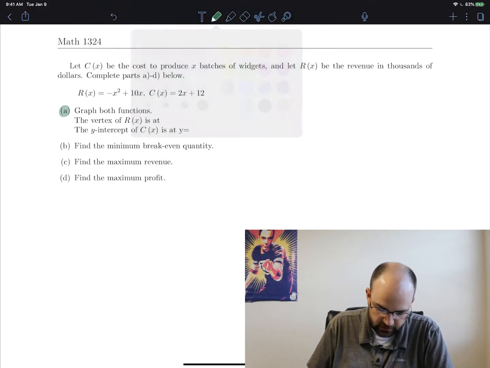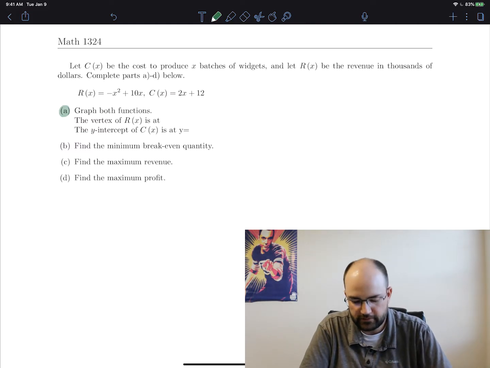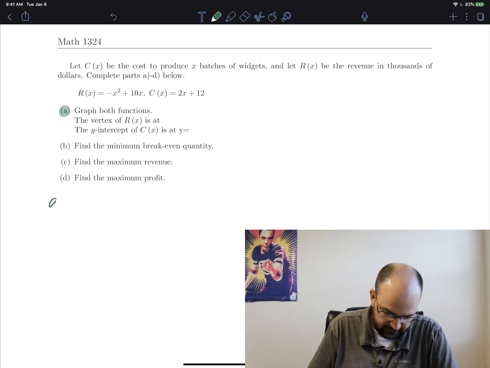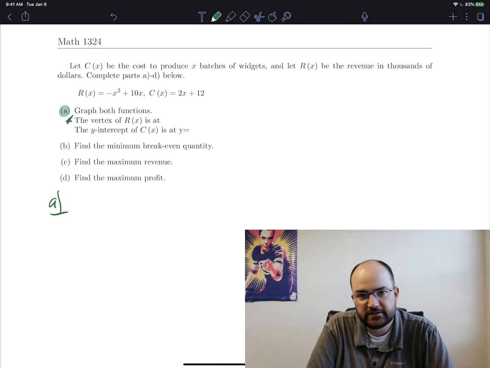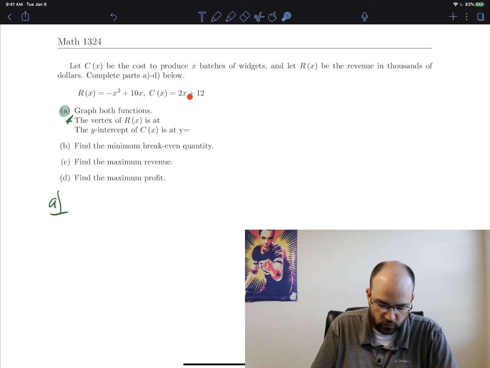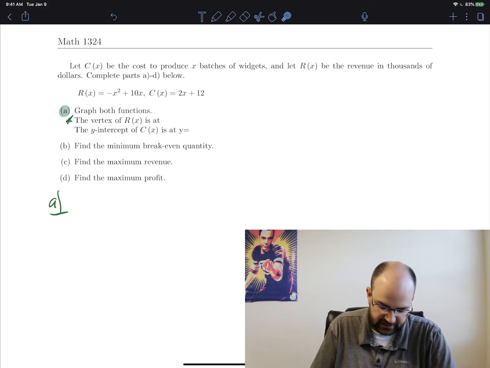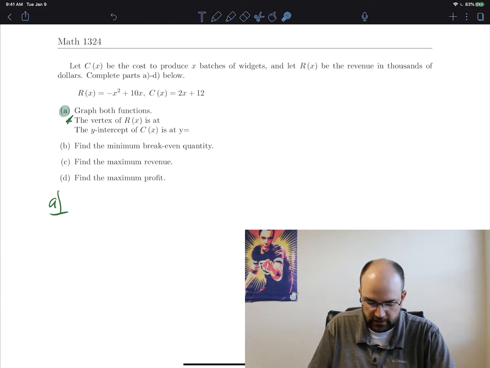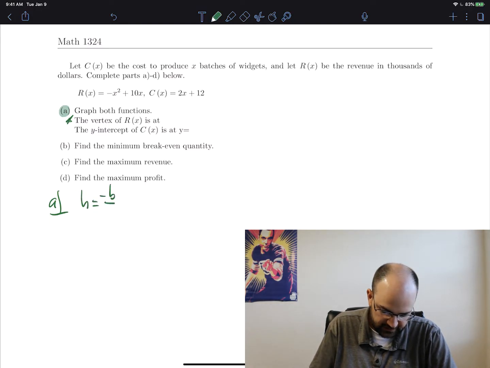First on A, we're dealing with graphing. I'll go ahead and let you just graph it on the calculator. I'll show the calculator at the end. But for A, we also want to find the vertex of R of x. Notice that R of x is a quadratic while C of x is a linear function. Now R of x being quadratic means that it has a maximum or a minimum. Now that vertex is always the maximum or minimum, and to find the vertex, we use this formula.